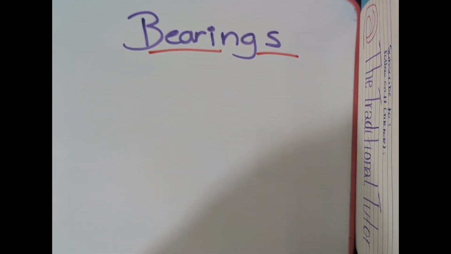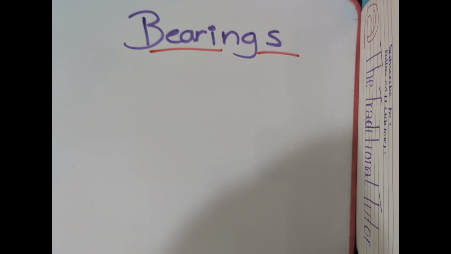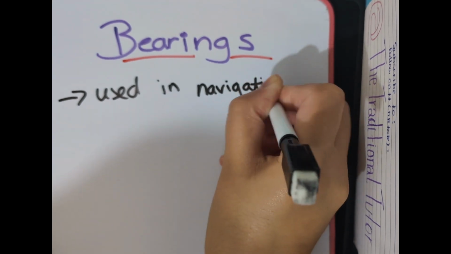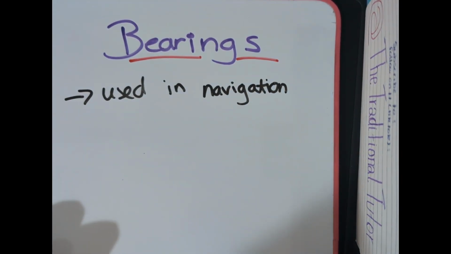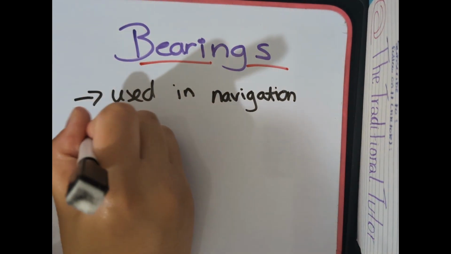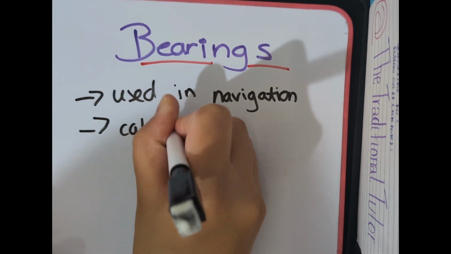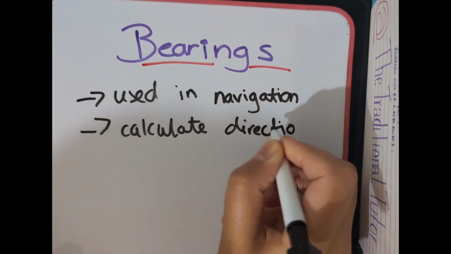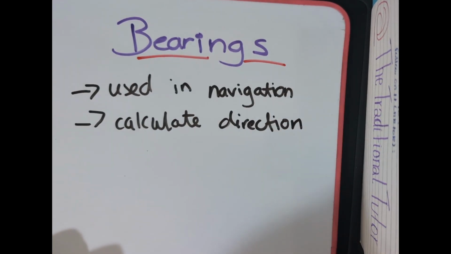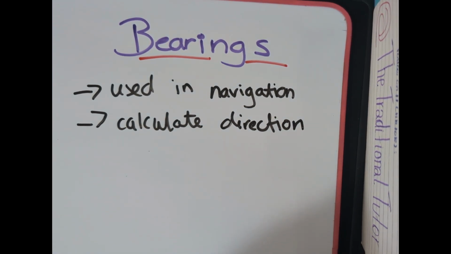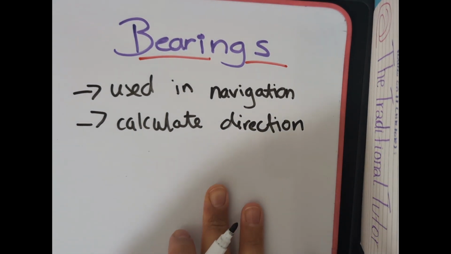So to get started, let's think about bearings. What do they actually mean? Well, they're actually used in navigation. So you've kind of got the idea from there that if they're using navigation, that means it's used for direction. So it's to calculate direction. For example, if you're stuck in a forest somewhere, you might be going hiking and you're stuck and you don't know which direction you need to turn in order to head back to where you came from. In that case bearings can help you.